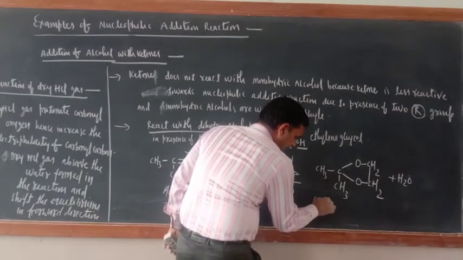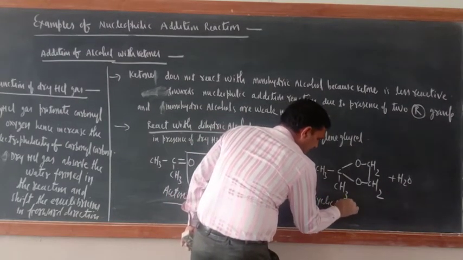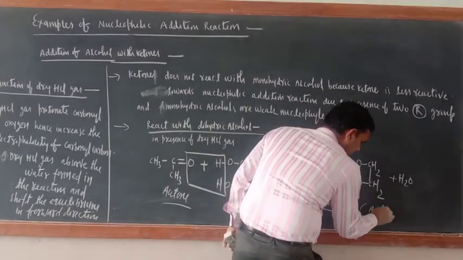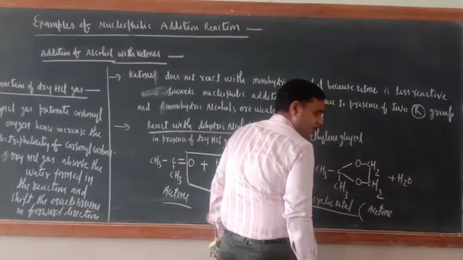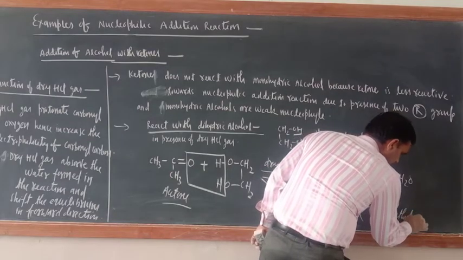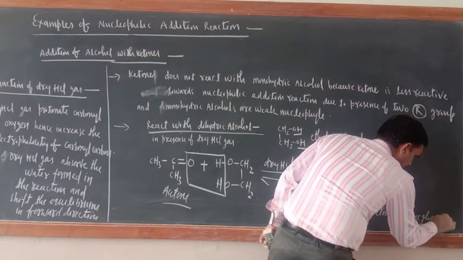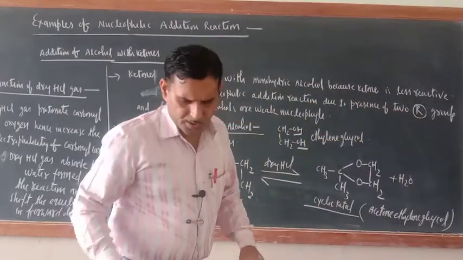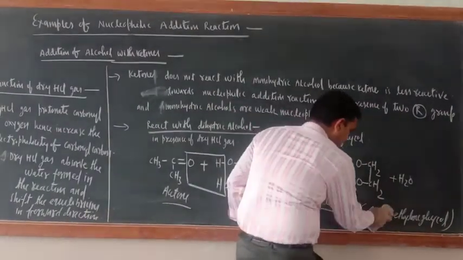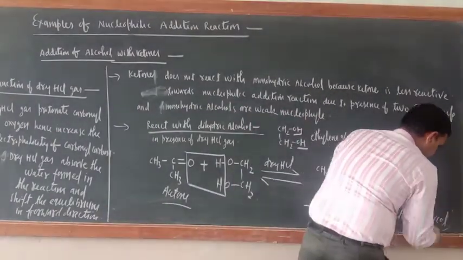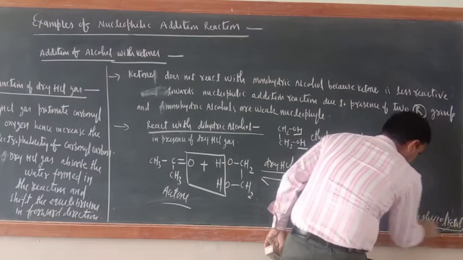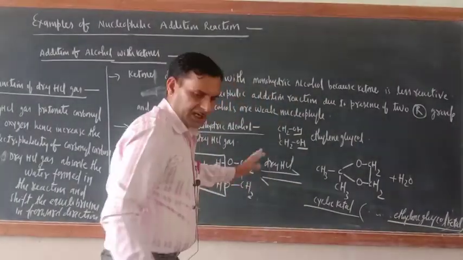This is a cyclic ketal, or this is known as acetone ethylene glycol ketal. Okay, or ethylene glycol ketal. Here write ketal. Okay, ethylene glycol ketal. Okay, this is a cyclic ketal.